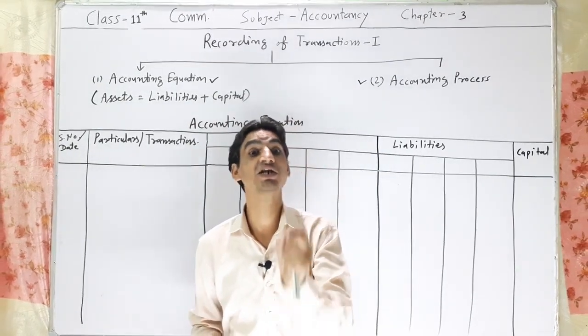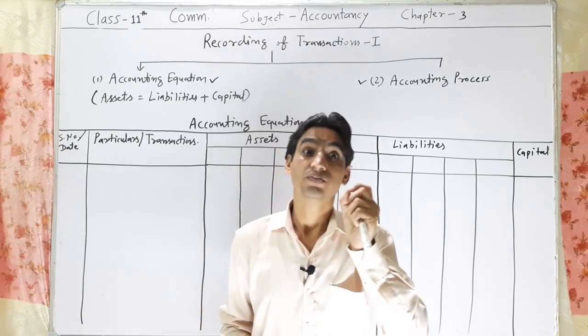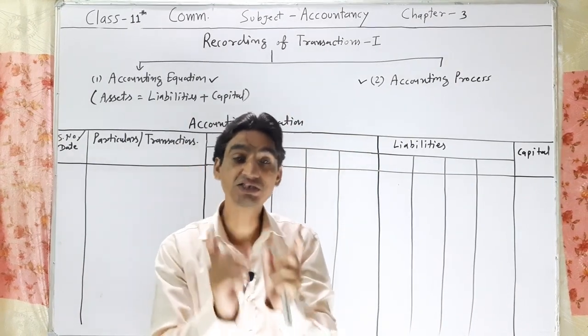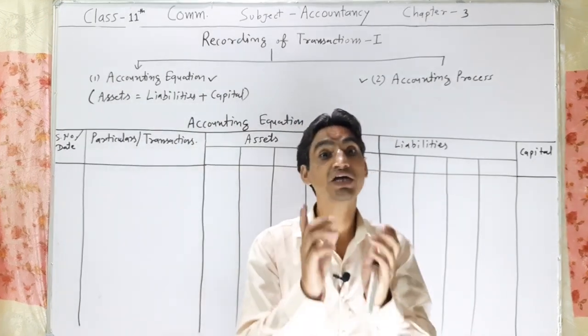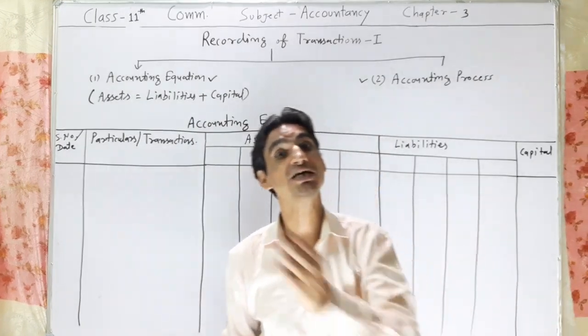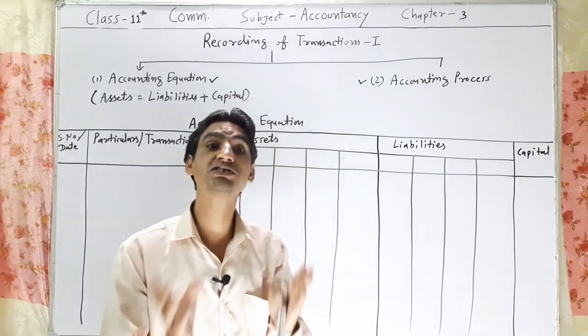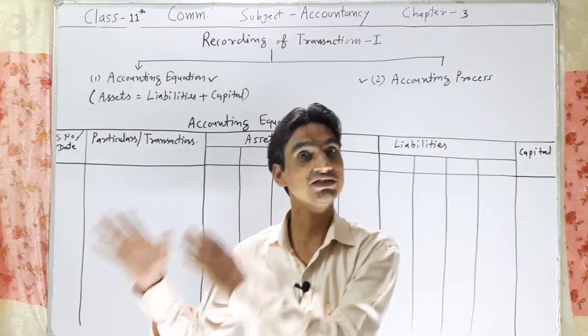Each transaction affects equal debit as well as credit. That's why it is known as the foundation of the double entry system.